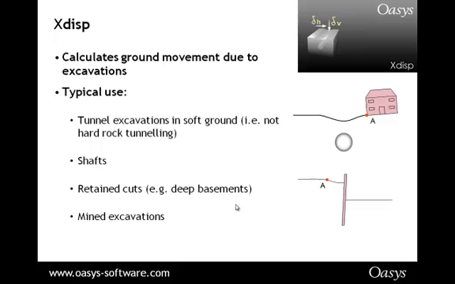We're due to release Xdisp 19.3 by the end of March. So I'll introduce that to you and show you the changes that have come into Xdisp. But to start with, Xdisp calculates ground movements due to excavations. And the types of excavations it covers are, for example, tunnel excavations, shafts, retained cuts, and mined excavations.